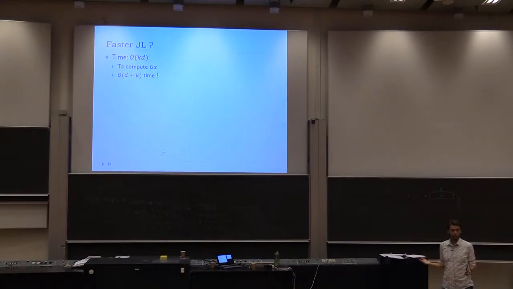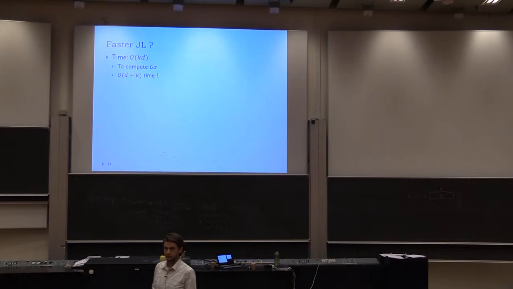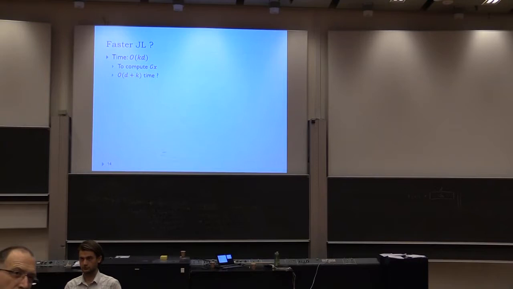At the same time, it is a natural question to ask: can we do it faster? We have an input of size d, and the output is of size k. Maybe we can do it in essentially order d plus k time. It should be order d time, since k should be smaller than d. In the end, you want to have an addition of two things: one is the time it takes to do this reduction, and the other is something of the order k times d.